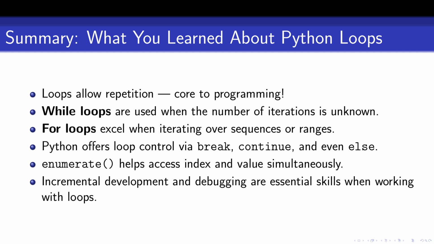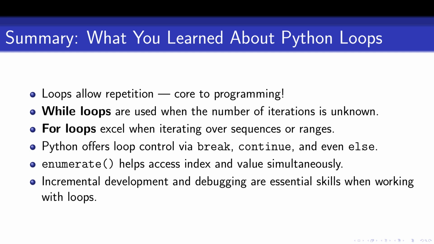Finally, we will summarize the key concepts covered in the presentation. First, we saw that loops are essential for repetition, which is core to programming. We explored while loops, ideal for situations where the number of iterations is unknown, and for loops, which excel at iterating over known sequences or ranges. We then moved into loop control tools like break, continue, and the optional else clause that Python supports for both loop types. These tools give you more nuanced control over how and when loops execute.